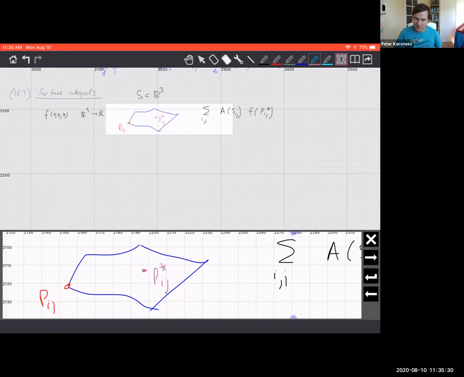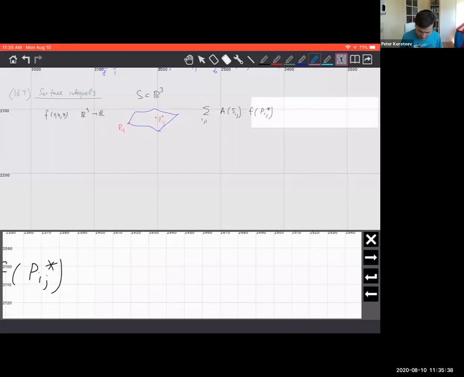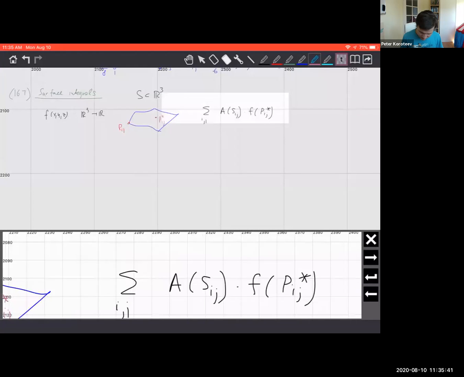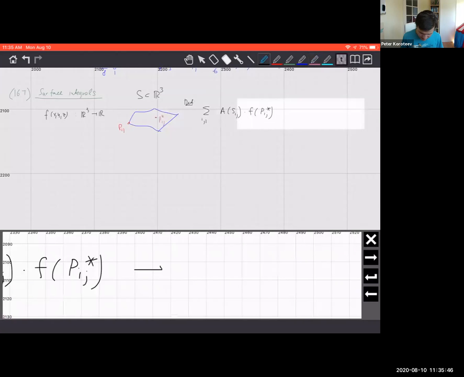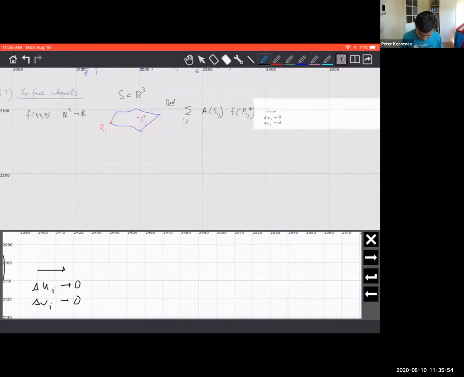So if the integral exists, then the answer should be the same everywhere, right? And so by definition, this thing as delta ui goes to 0 and delta vi goes to 0 becomes the surface integral of function f of x, y, z. Well, let's call it dA, that's fine.